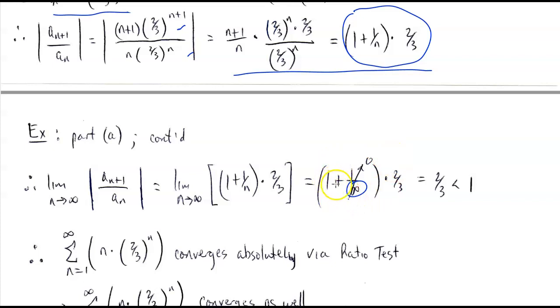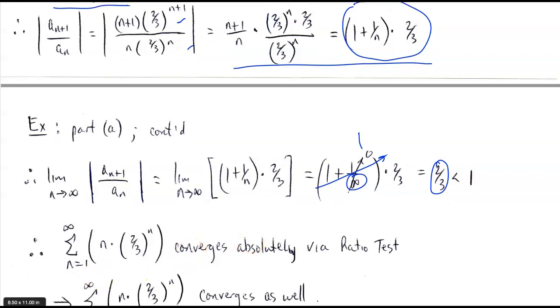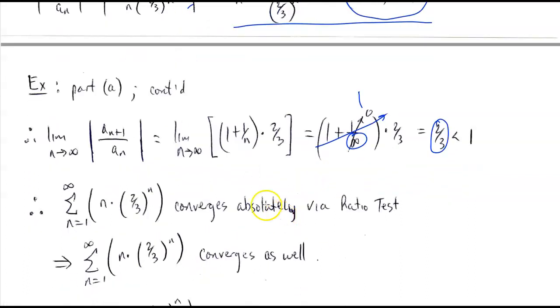So we just got 1 plus 0, which is 1. So all this is 1, and 1 times 2/3 is 2/3. And so since 2/3 is less than 1, then we know that the series that we were originally dealing with is absolutely convergent, or converges absolutely. Therefore, it's going to converge regularly.